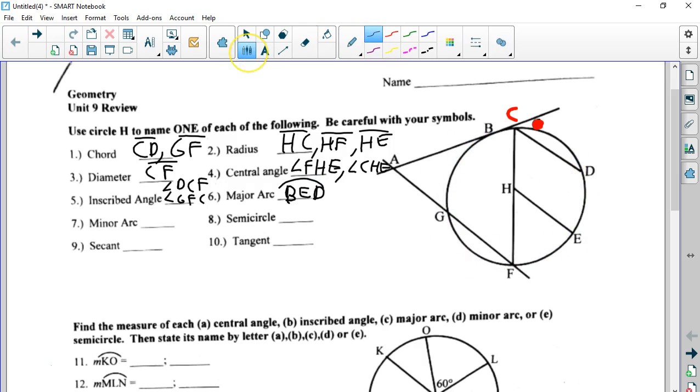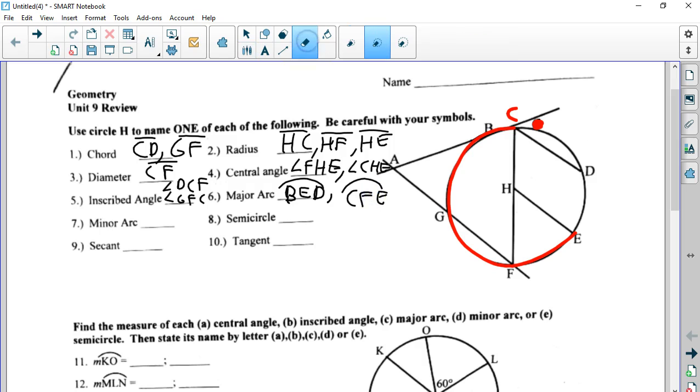Again, anywhere you want to start. Let's say you want to start at C, because you can definitely see the half circle. That's a semicircle. Just keep going. And then write down an arc mark, and you're going to have three letters. Starting at C, ending at E, and you can use either F or G. It makes no difference. Those are major arcs.